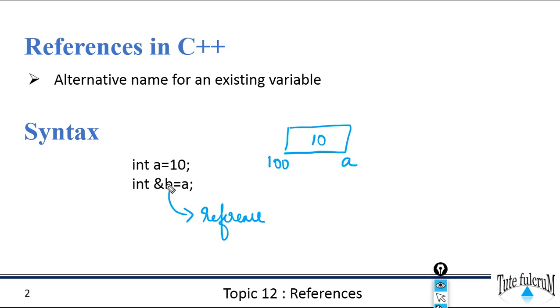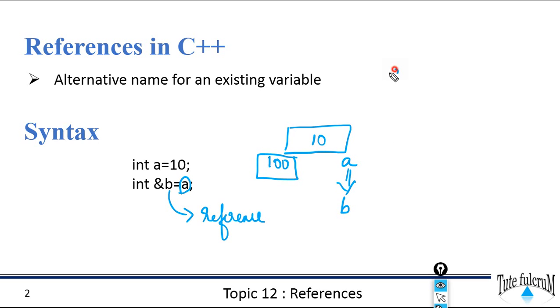So where is it referring to? It is referring to the variable a. So I can say that b is an alternative name to the variable a. So b and a refer to the same location, that is 100. A and b will share the same location. So you can use a or b alternatively, both will be referring to the same location and the content of both a and b will be 10. Whatever changes you make to one variable will be reflected onto the other as well.